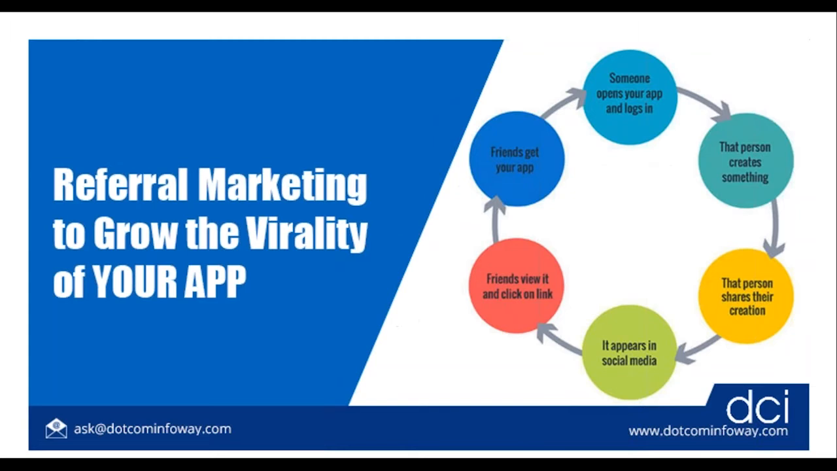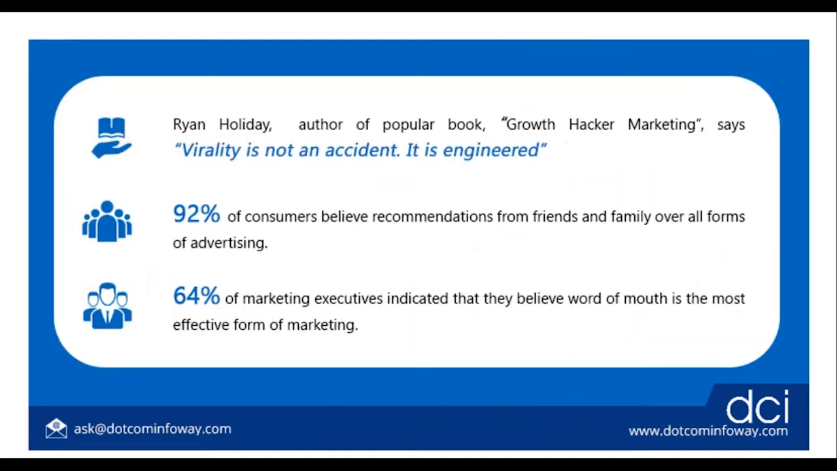So then comes referral marketing. It's about virality, and you can see on the screen a simple flow of how this viral chain works. Someone installs your app, then creates something within your application and shares that on social media. A friend of theirs views the creation, clicks on the link, installs your application, and then creates something. So it's a cycle of events which can build the virality of your application.